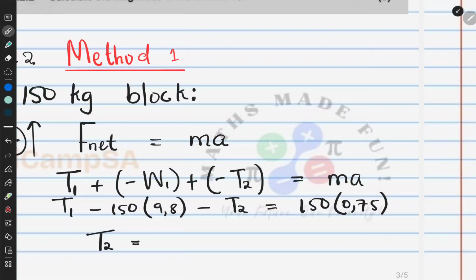It will be T2 is 150 times that. Okay, so it should be T1 minus 15... I get 1582.5. So we can call this our equation 1. Right, that's fine.